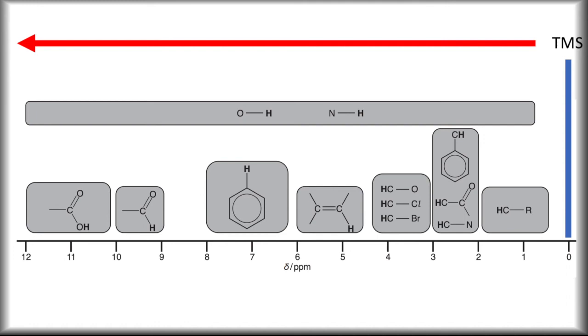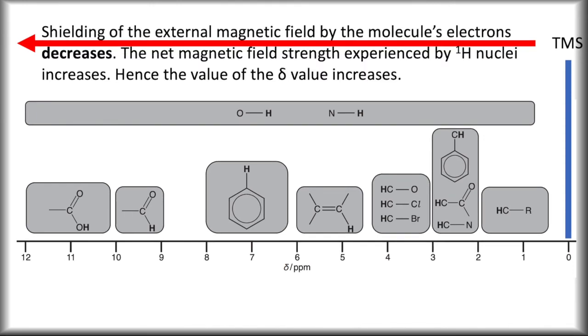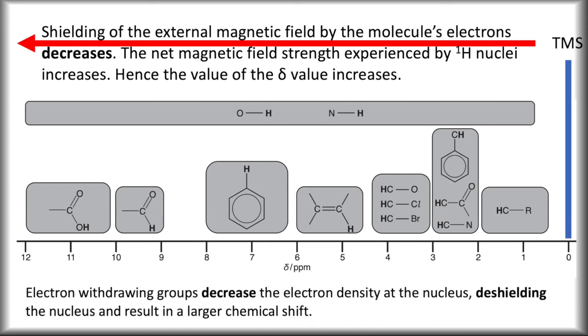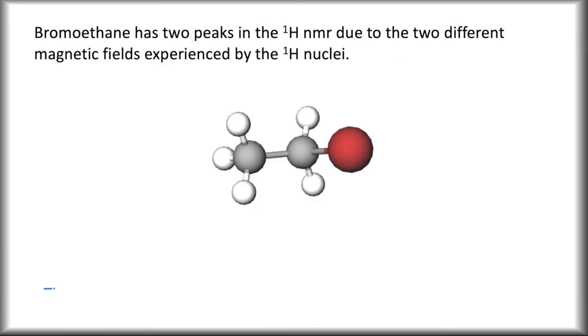So you can see that as we go from right to left in the diagram, the shielding of the external magnetic field by the molecular electrons decreases, so the magnetic field strength experienced by the nucleus increases, and therefore their chemical shift value increases. And so we can tell that electron withdrawing groups that decrease the electron density at those hydrogen nuclei will de-shield the nucleus and result in a larger chemical shift.